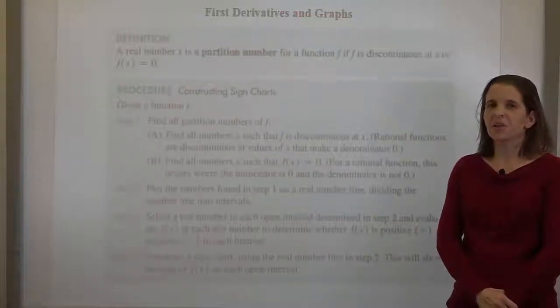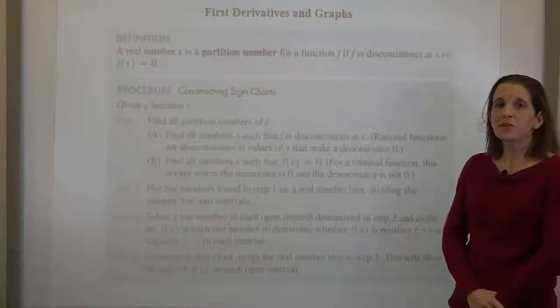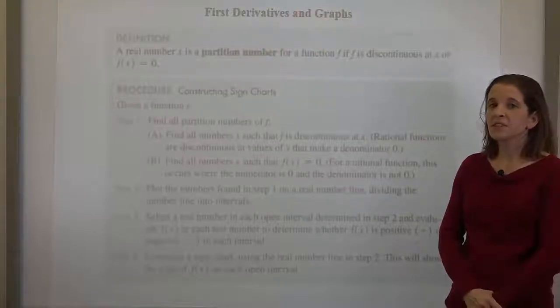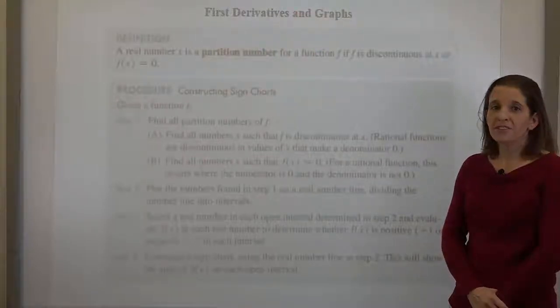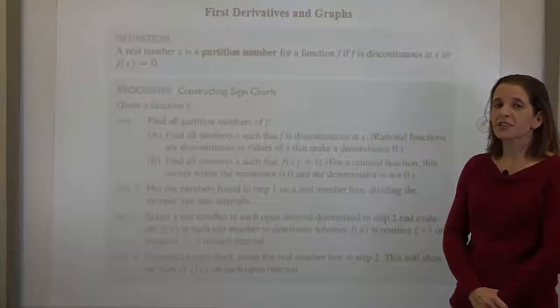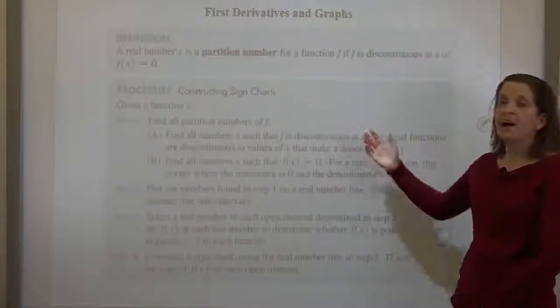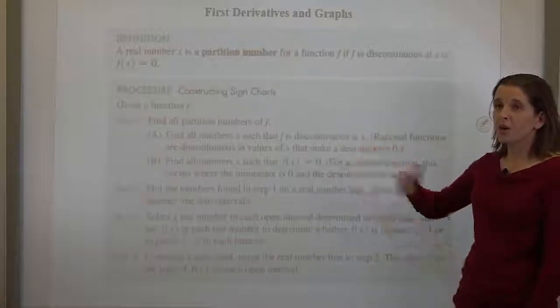That's our ultimate goal. We're actually going to start today with a little bit of a review. So we're going to review the meaning of a partition number and how to do a sign chart. So for a partition number, the partition number of a function is when that function either equals 0 or does not exist.